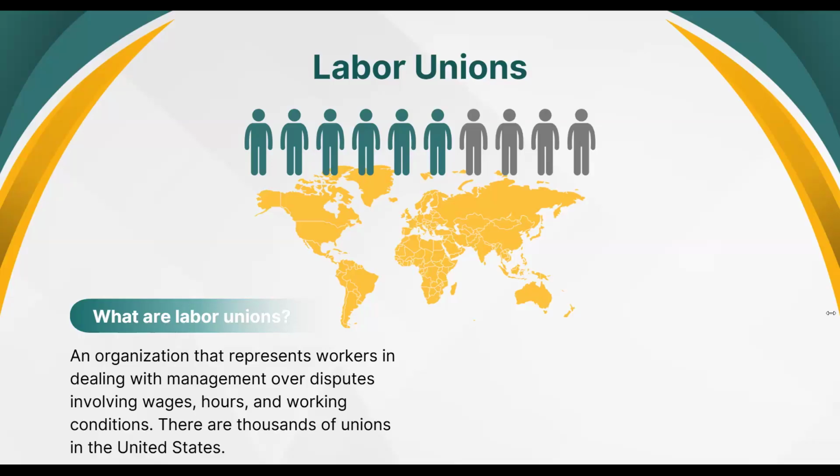The third one is the United Brotherhood of Carpenters and Joiners of America, also known as UBC. It's a large and powerful labor union with over 500,000 members and offers training programs to its members. And the last one that we'll be covering is the United Farm Workers, also known as UFW, a labor union founded by Cesar Chavez and Dolores Huerta to improve wages and working conditions of migrant workers.